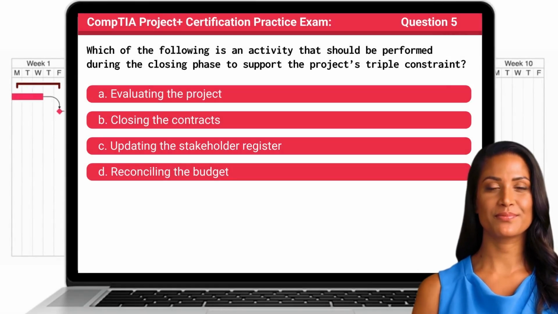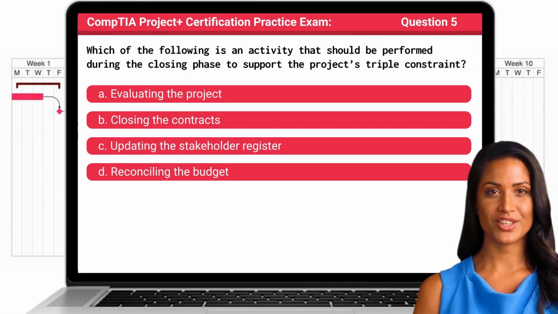Question 5. Which of the following is an activity that should be performed during the closing phase to support the project's triple constraint?